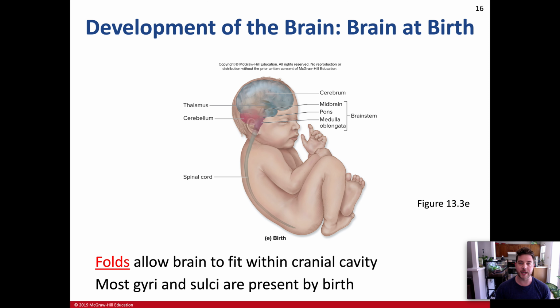The folds allow the brain to fit within the cranial cavity. It's kind of like how our intestines have to fold to fit into our abdomen. The brain has to have all of those folds to contain its larger surface area. By birth, most gyri and sulci are present. It's actually very interesting. There's a correlation and a connection between brain size at birth and development.